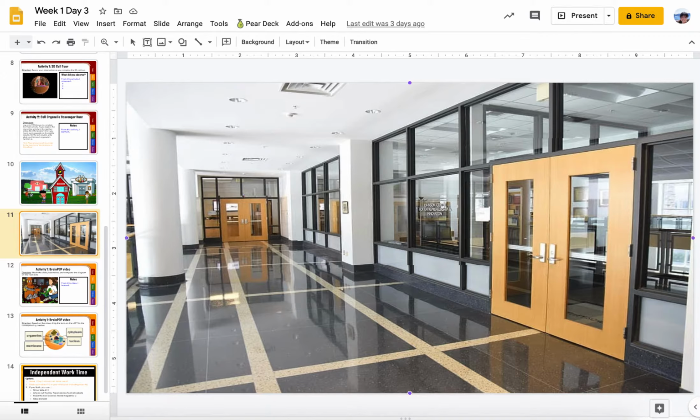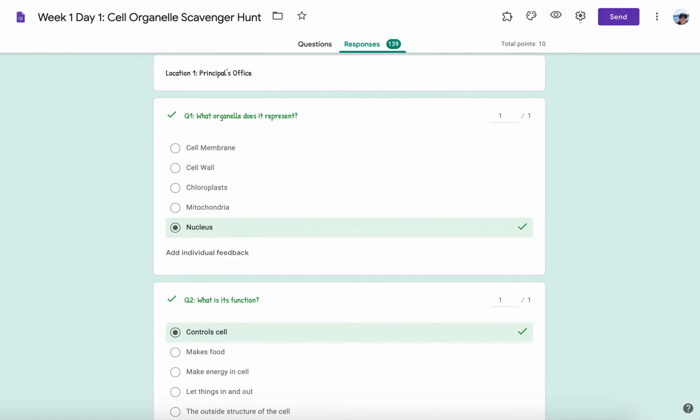Okay, the principal's office represents the nucleus, which is one of the very important parts of the cells. And the function of the nucleus is to control cells. Just like we know that the principal is a very important person in school and is a person who makes the big decisions in school, the nucleus too is a very important part of cells and its function is to control the entire cell.